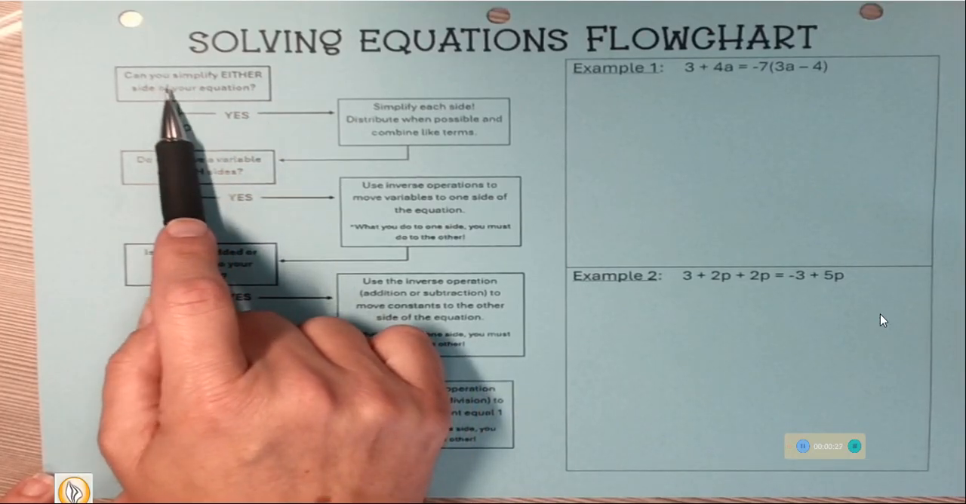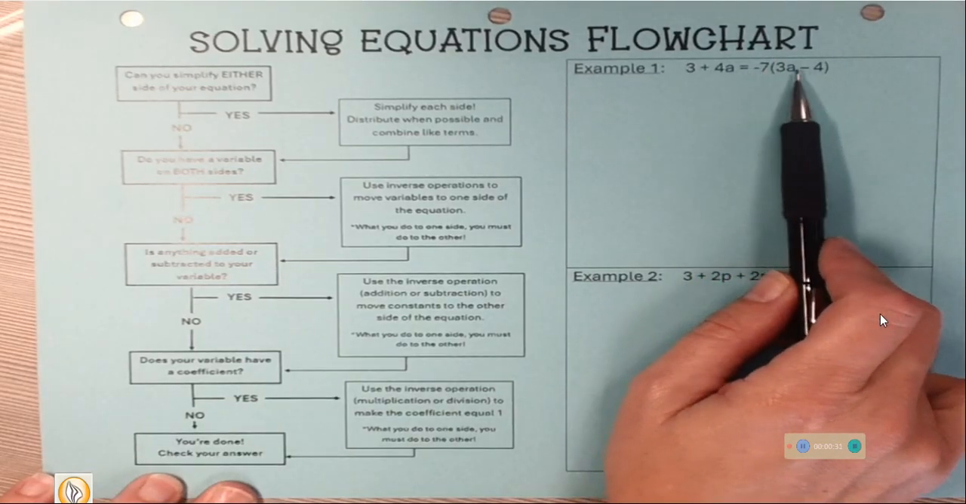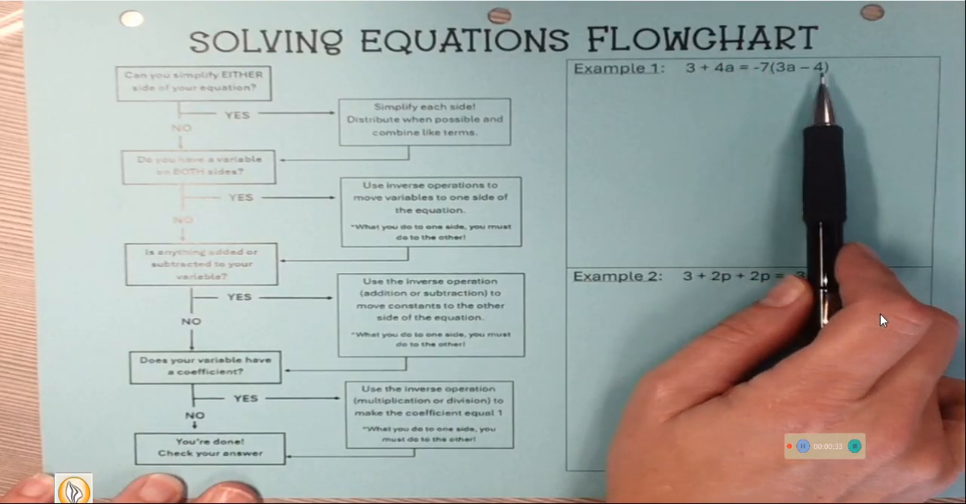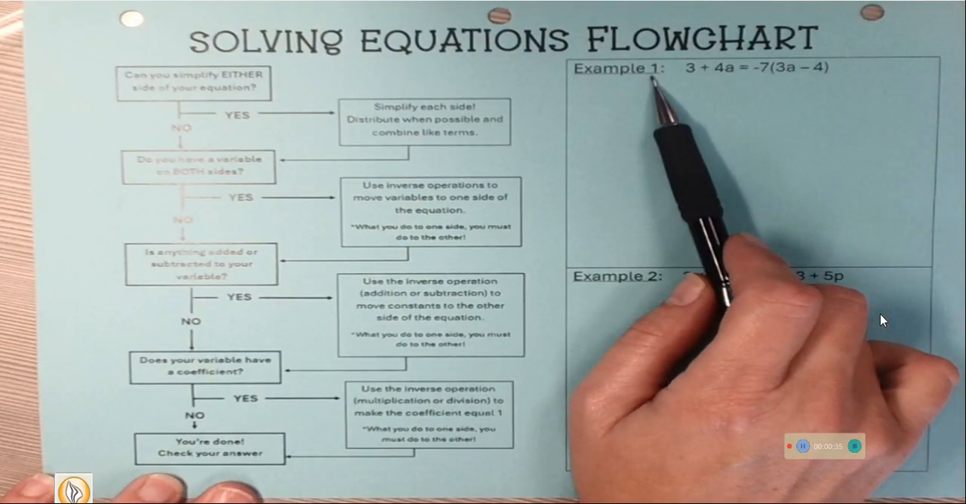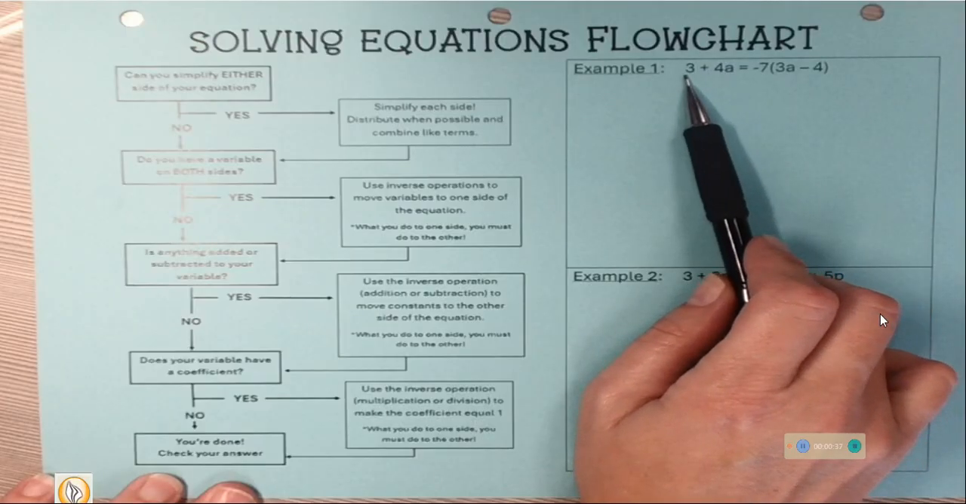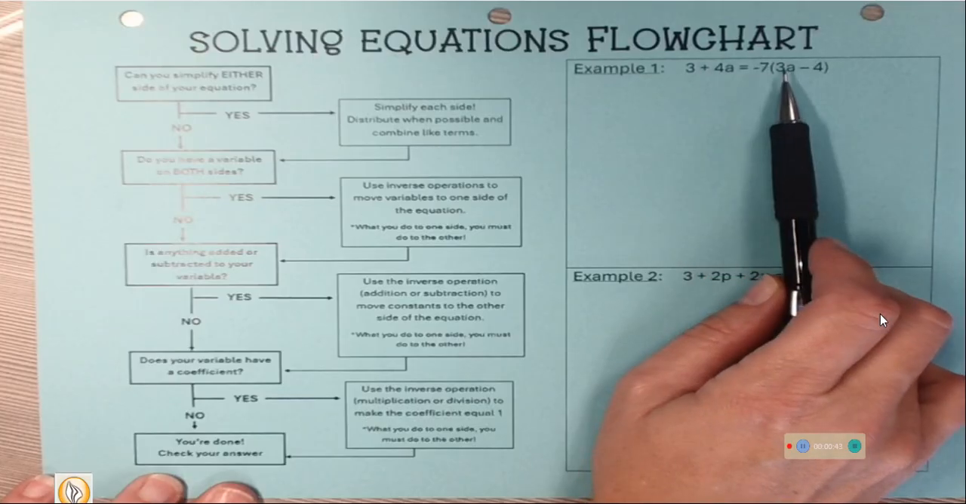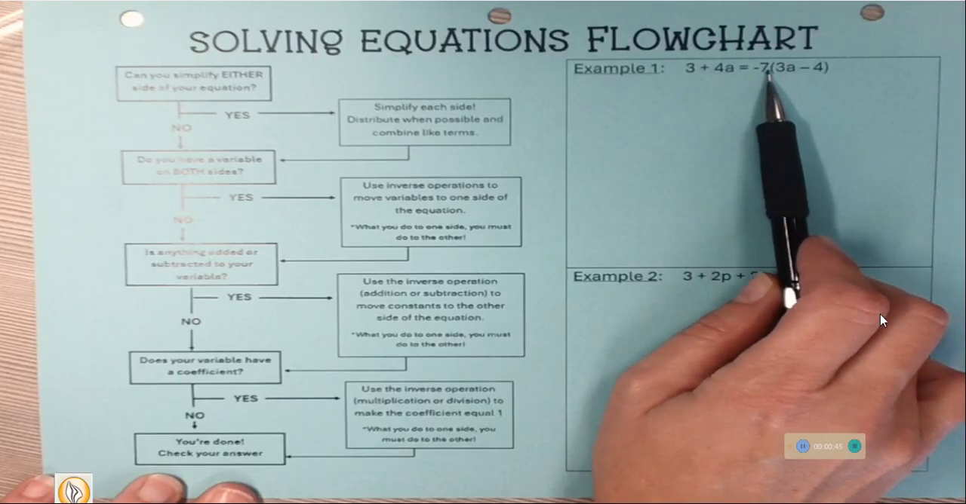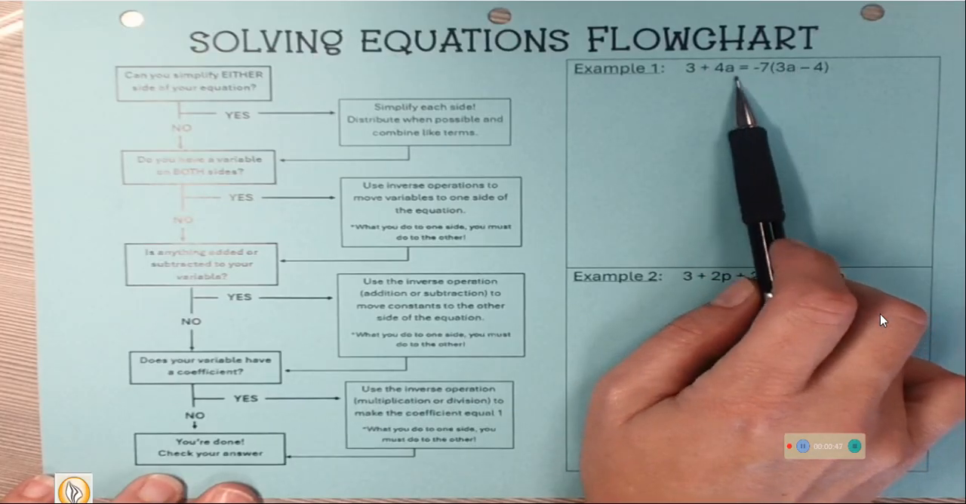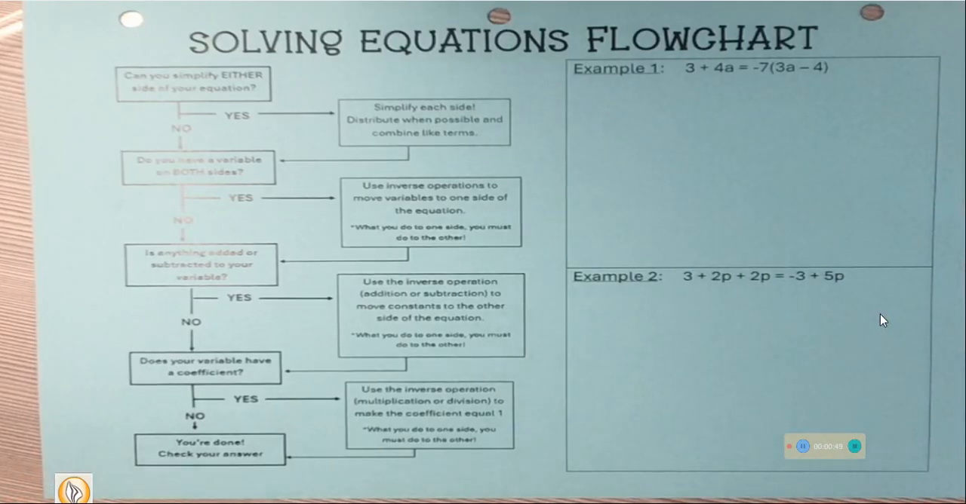So, can you simplify either side of your equation? So for instance, you look at number 1. I'm going to do number 1 as I explain the flowchart, okay? Can you simplify the left? Can you combine a 4a and a 3? Nope, they're not like terms. Can you simplify anything over here on the right? Yeah. What does that -7 mean that you got to do? You got to multiply, you got to distribute.